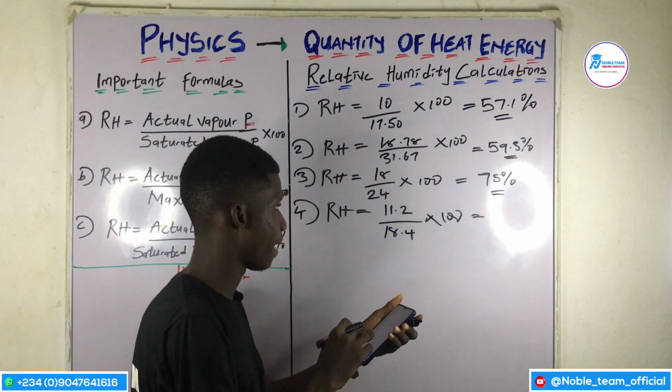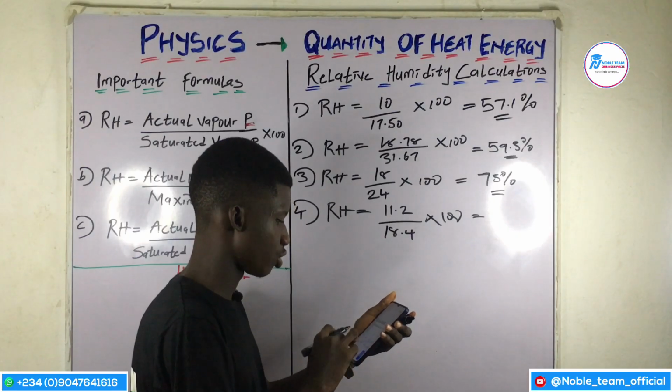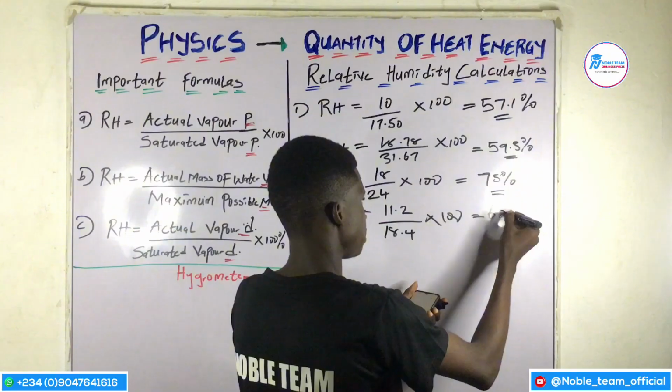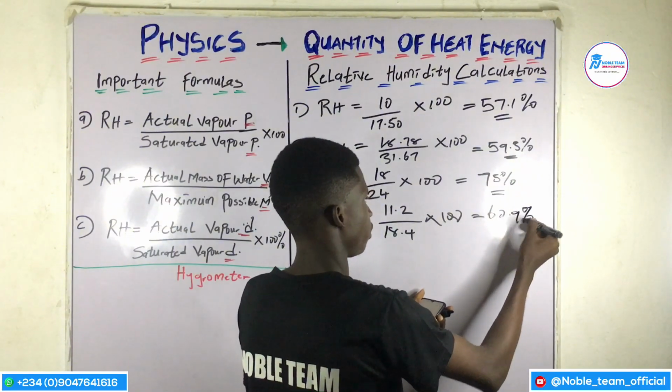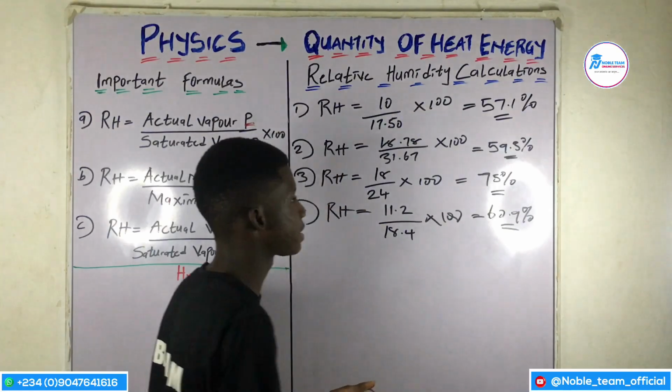11.2 divided by 18.4 times 100. So you have it to be 60.9%. And this is your final answer. So we have that option C is correct.